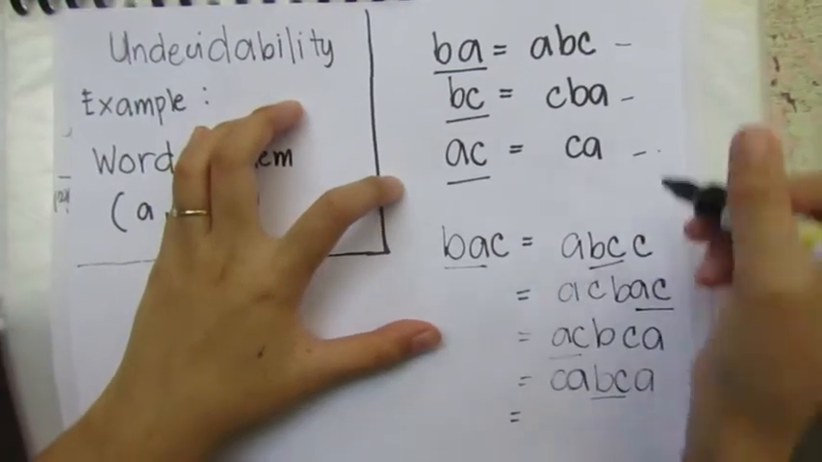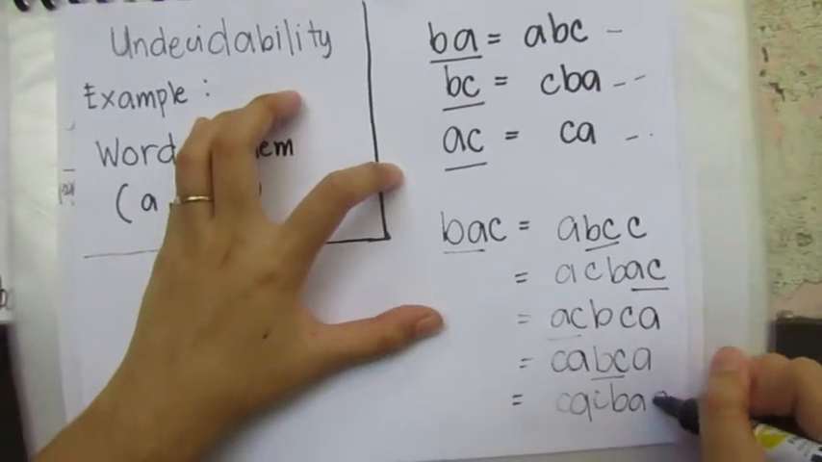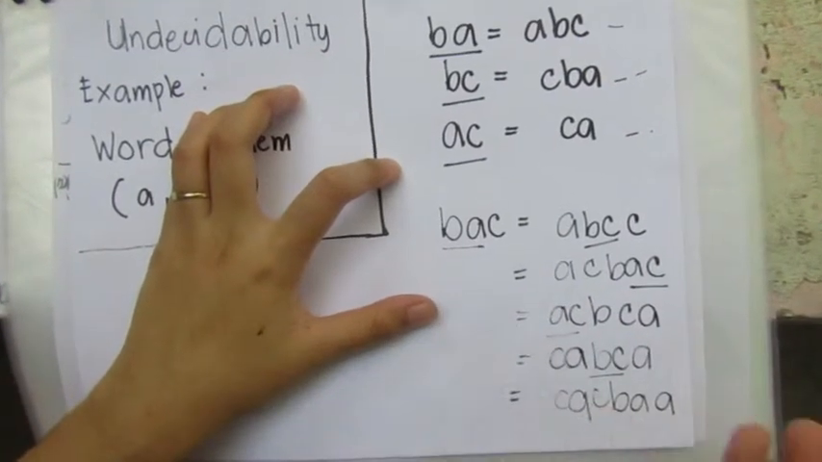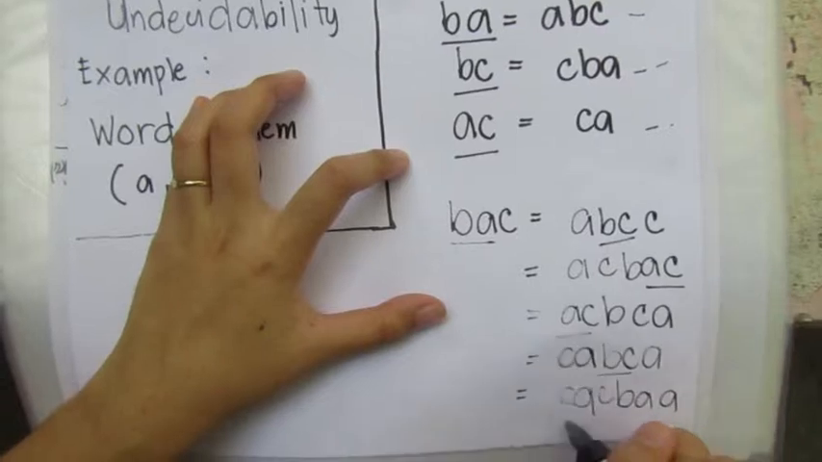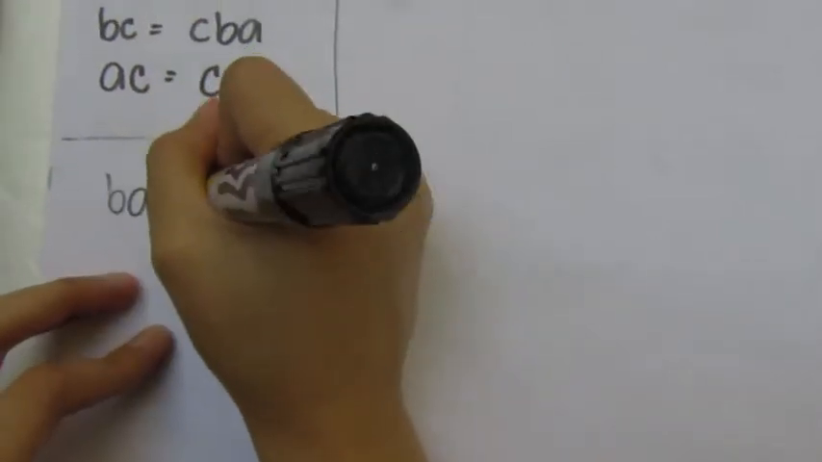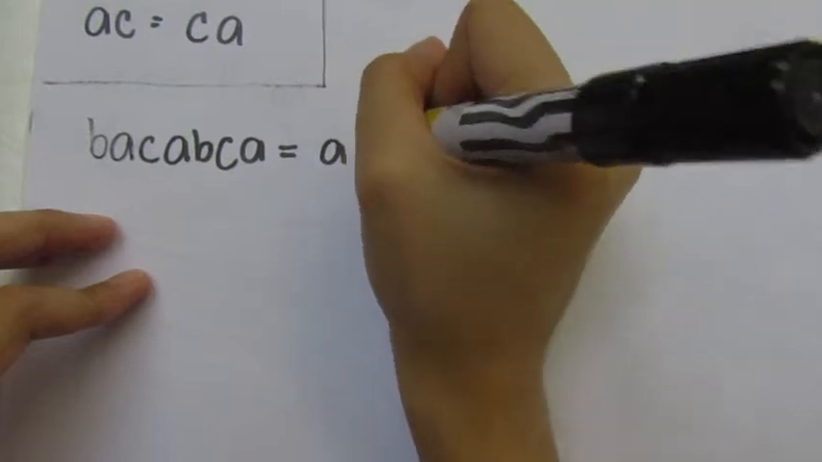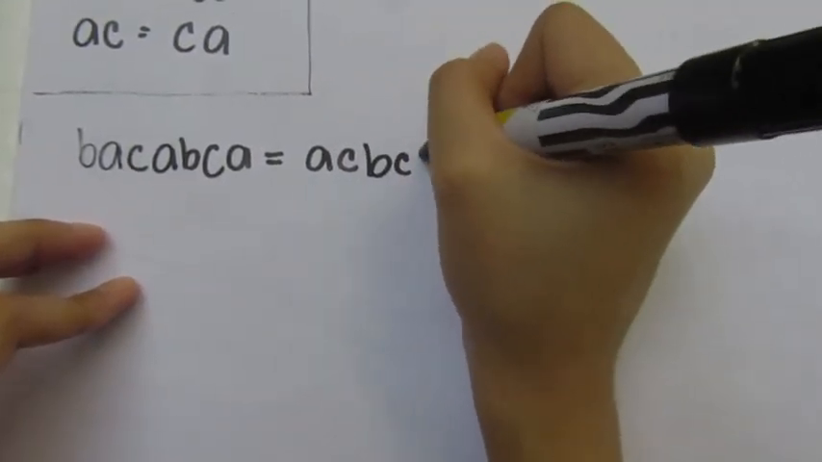So basically, it will just continue substituting, since for every substitution there's a possible string belonging to this set of strings. Given the string BACABCA, one might ask if we can deduce from the three equations that it is equal to ACBCA.